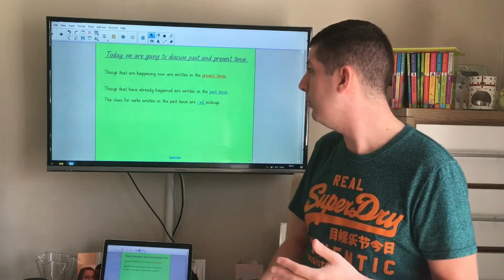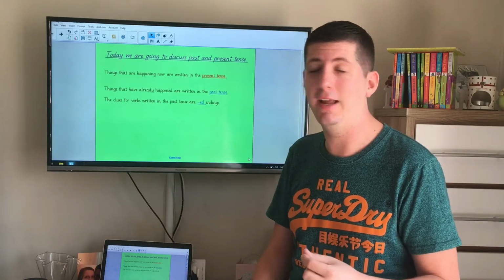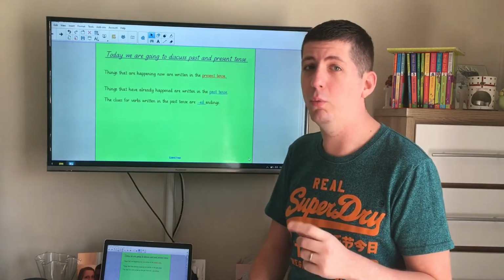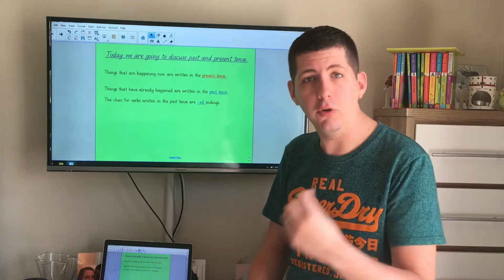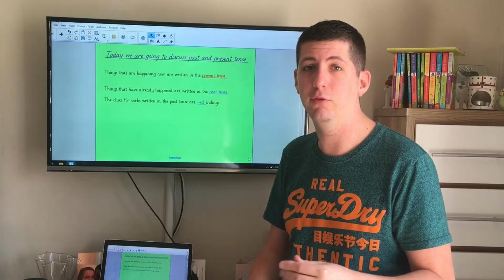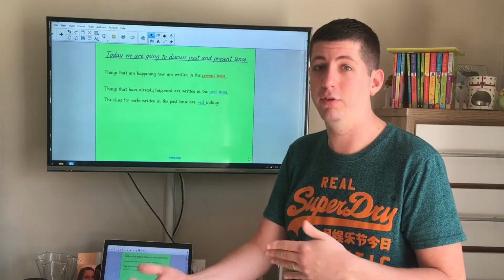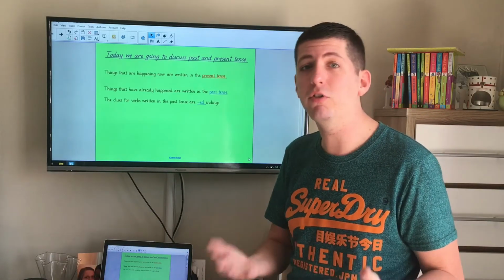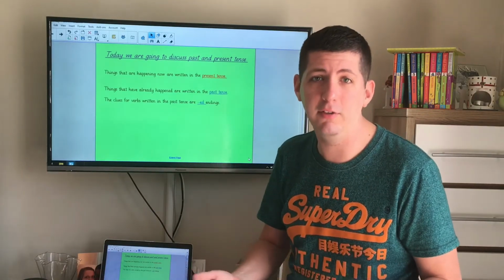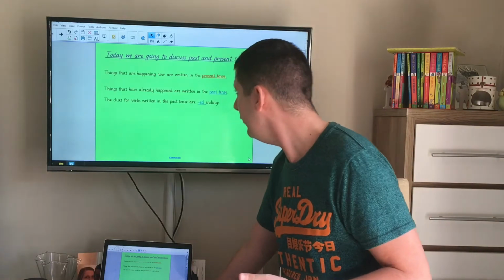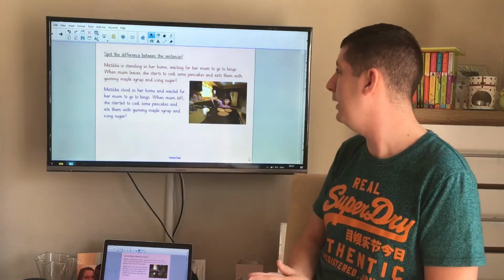And clues for verbs written in the past tense are the ed endings. Now I must say that not all past tense verbs end in ed, but lots of past tense verbs do end in ed, so it's a nice clue to help you understand whether it's written in the past or in the present tense. There are some exceptions, as I say, but those are ones that you need to learn as you go along. So let's have a look at these two pieces of text.